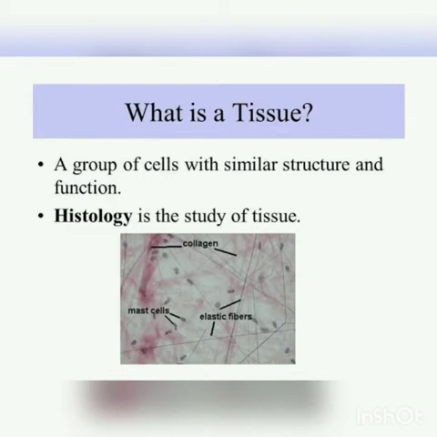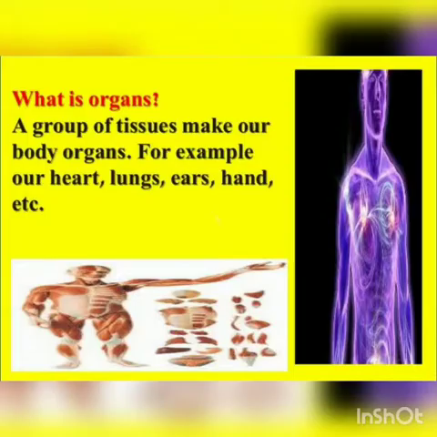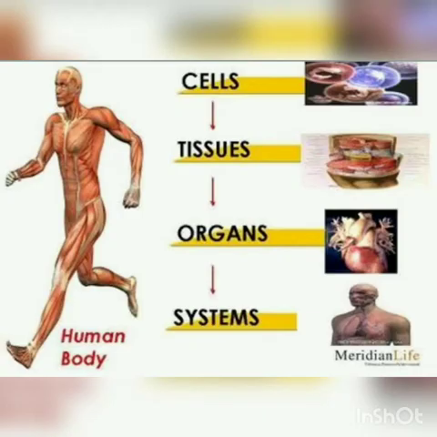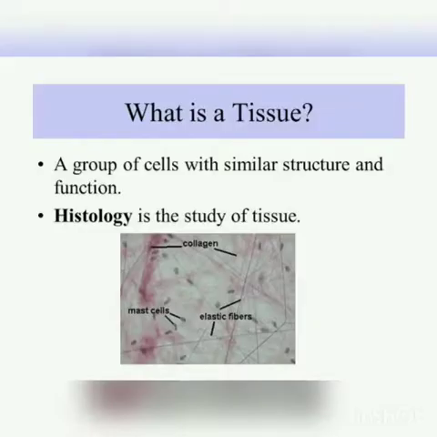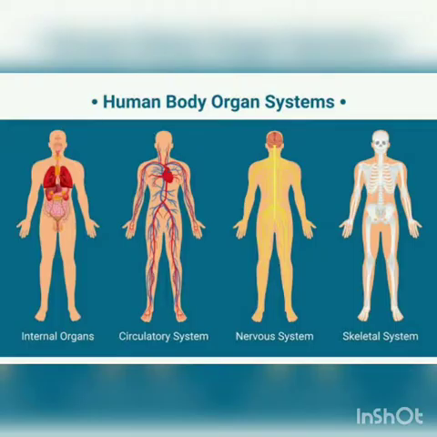Okay, these tissues are organized in specific proportions and patterns to form organs. So, a group of tissues combine to form an organ like lungs, heart, stomach, kidneys, etc. Hence, the tissues are called living fabrics. If two or more organs perform common physical and chemical functions, they are called organ systems. Example, digestive system, respiratory system, circulatory system, etc.